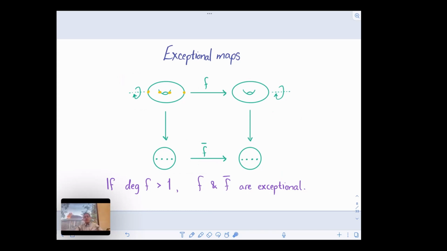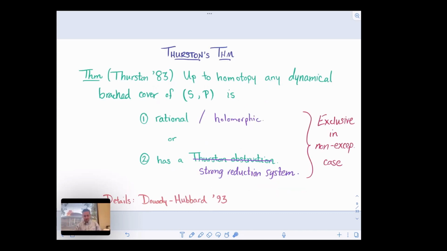If you've seen this topic before, in the literature you've seen hyperbolic and parabolic orbifolds. For our context, these are the special ones. It's just a different phrasing. So exceptional maps are quotients of torus maps by the hyperelliptic involution. Now we can state the theorem.